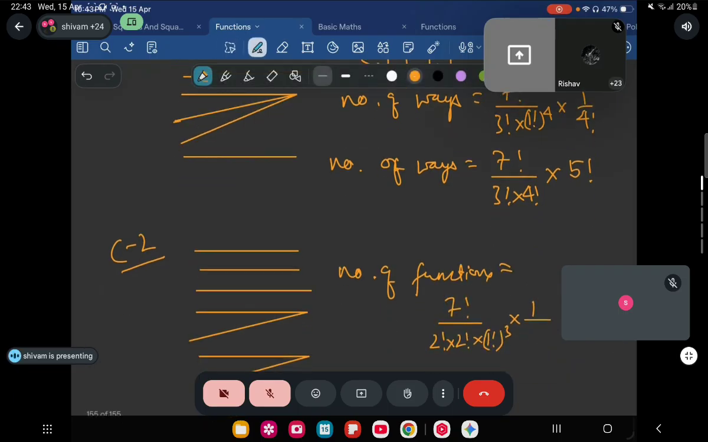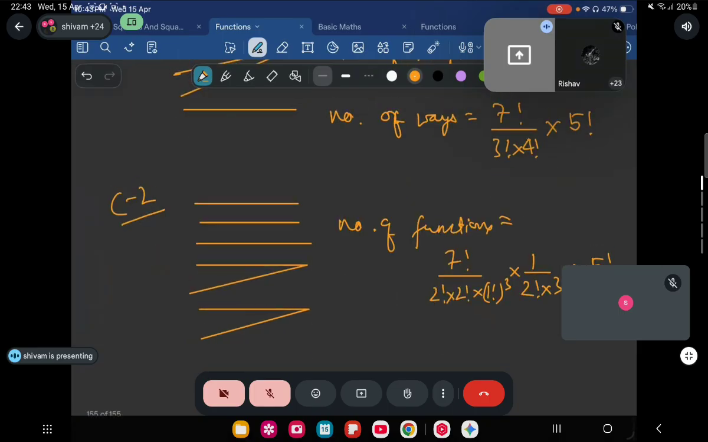There are two groups of equal strength, 1 by 2 factorial, and there are three groups of another equal strength, 1 by 3 factorial. This whole thing is multiplied by 5 factorial. Tell me, is it clear, Rishabh? Yes or no? Yes, sir. Now, my task is to find out 1 by 5 factorial into beta minus alpha, right?